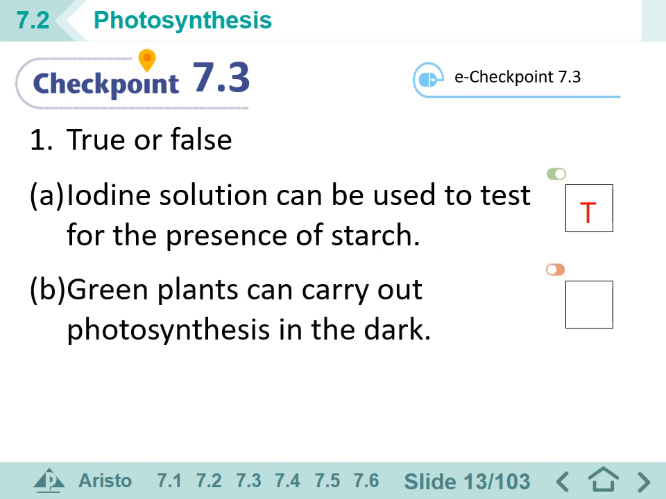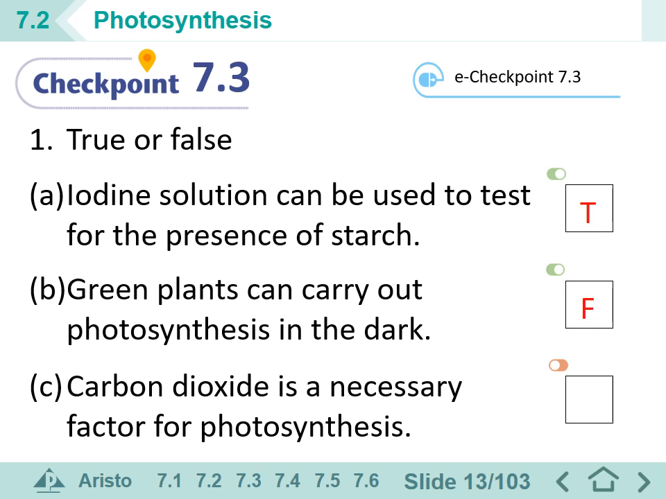Green plants can carry out photosynthesis in the dark. For this question, we mean totally darkness. So of course it's wrong, because light is necessary for photosynthesis. And let us see, carbon dioxide is a necessary factor for photosynthesis. Is that right?